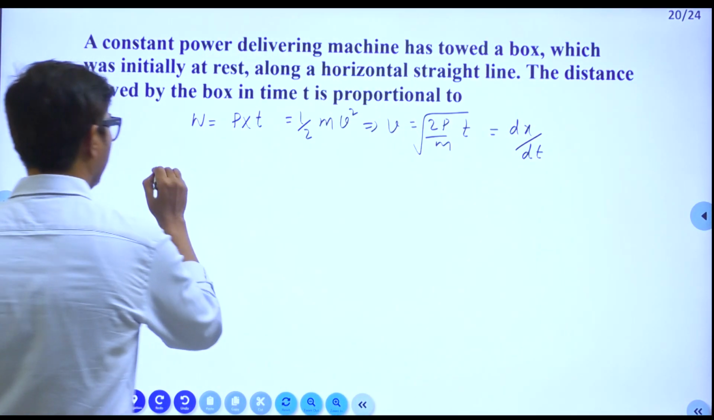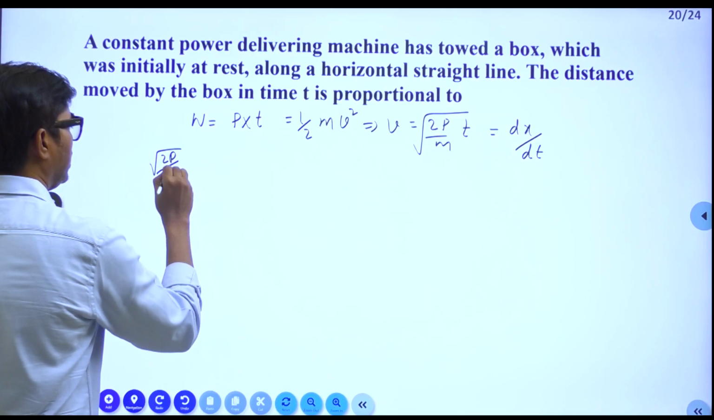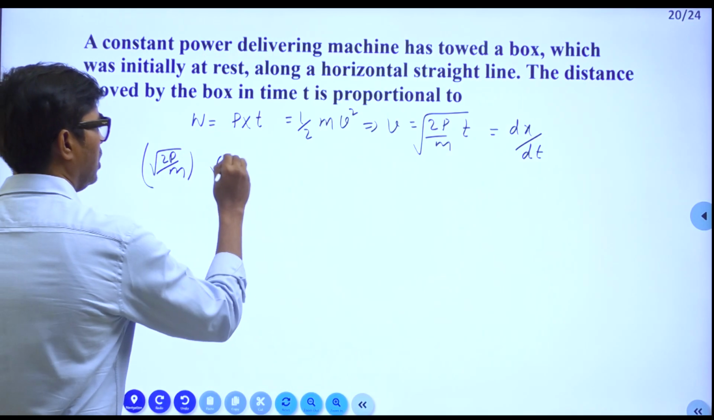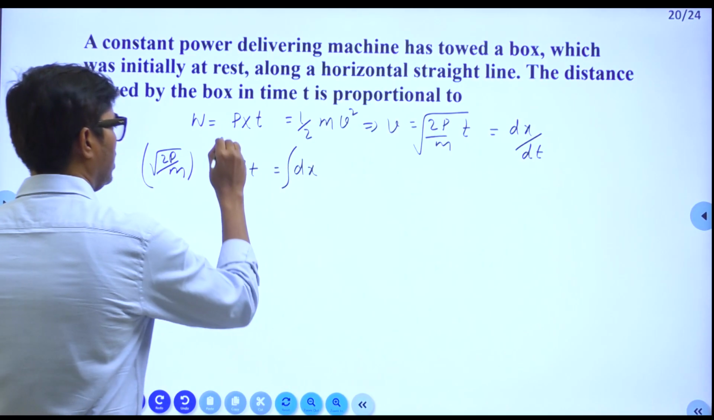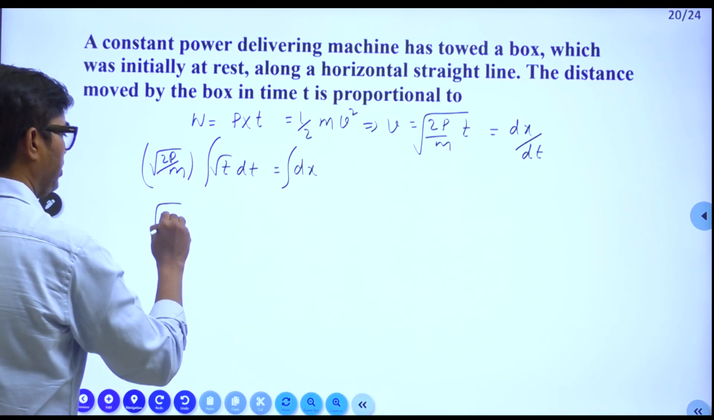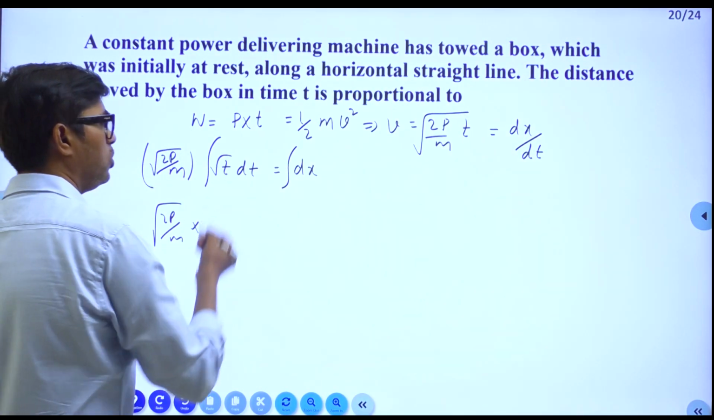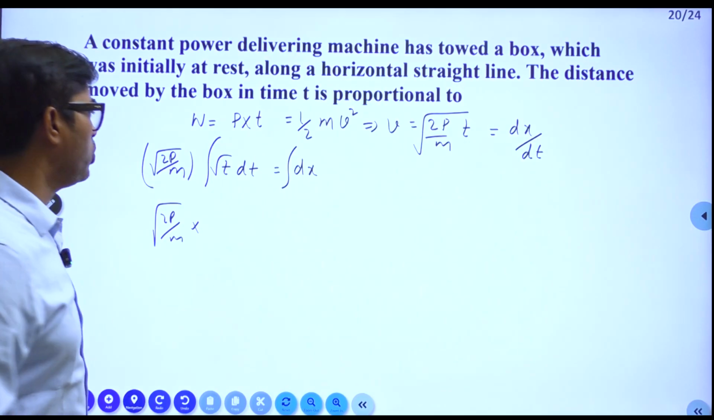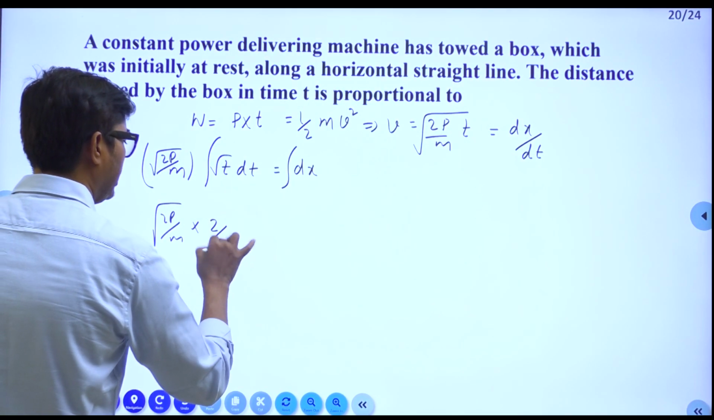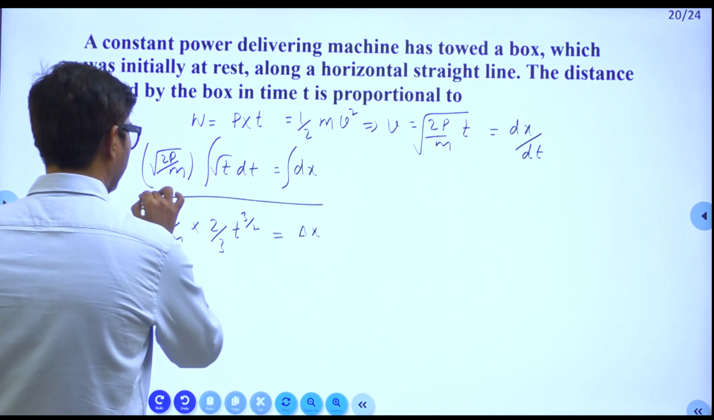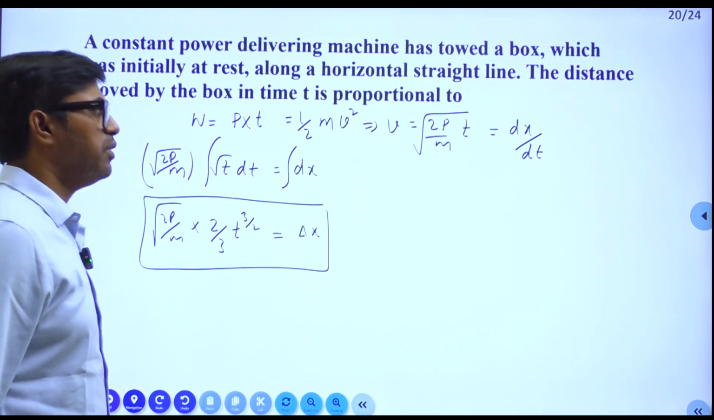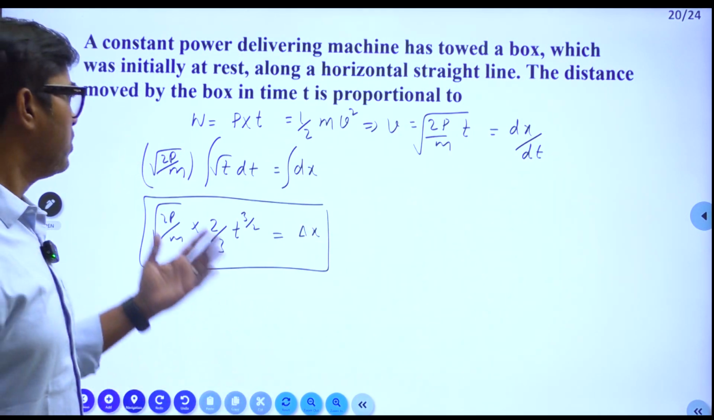So what do I have here? Root 2P by m is constant, because P is also constant as given, into root t dt equals dx. Integrate it. So root 2P by m into root t, whose integration is t power 3 by 2 divided by 3 by 2. So 2 by 3 times t power 3 by 2 is going to be the distance covered, assuming it is a 1D motion. That's the answer we have. So very straightforward. Next problem.